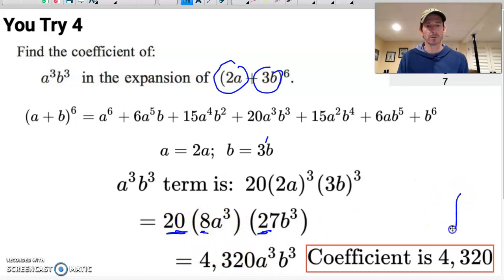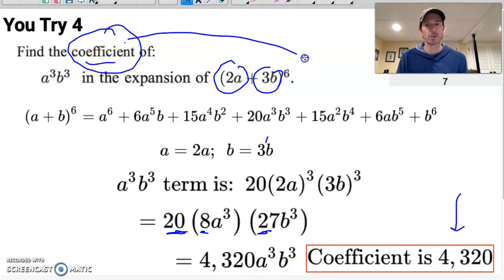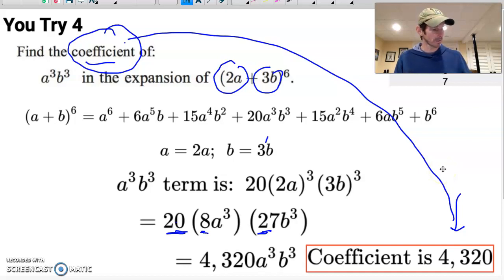And notice that the answer is over here just as a number. So on these, you have to be careful because it could ask for the term, and that wants this whole business. Or if it asks for the coefficient, it just wants this number in front. So you do have to be a little bit cautious on what you're doing. I think that's the end of this particular page of notes.